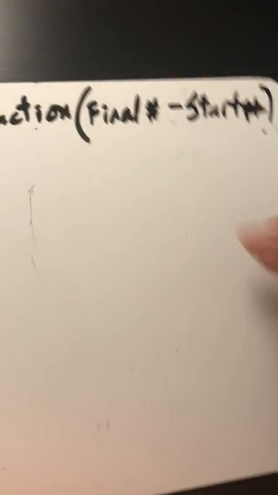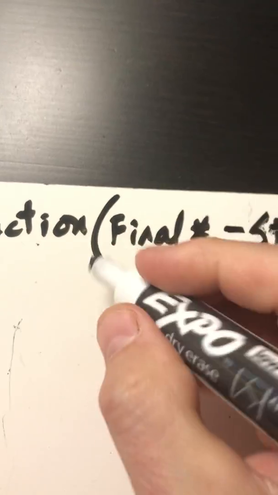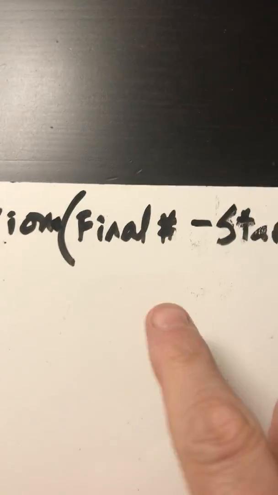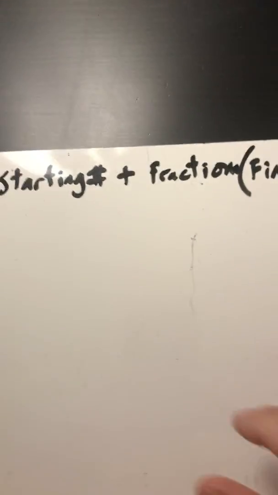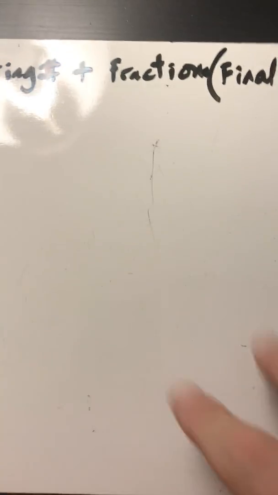This equation is what you need to do. Your starting number plus the fraction that you're looking for, the fraction of the numbers, the final number minus the starting number. So it's just a matter of memorizing the equation, and I hope that I explained it well enough there between 2 and 6. You got to start at your starting number.